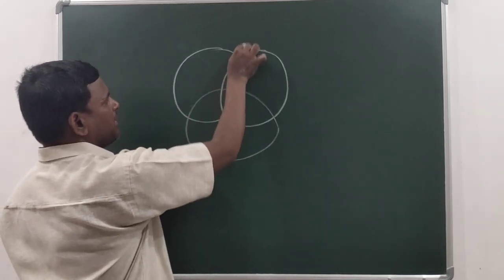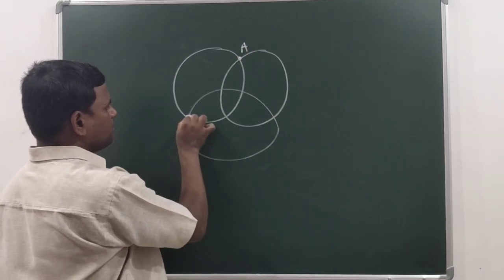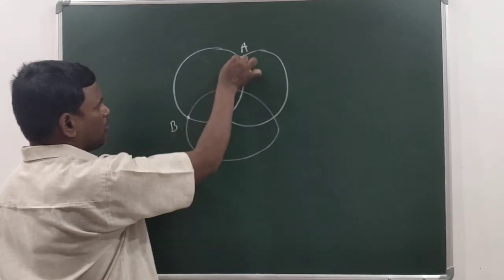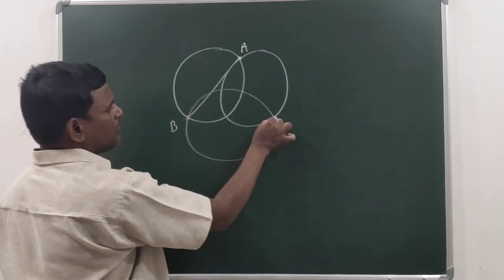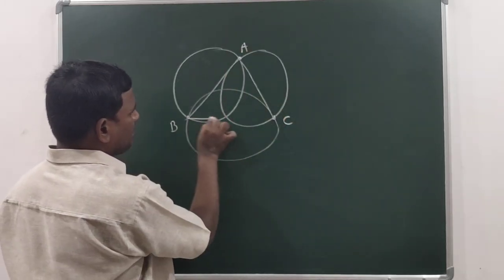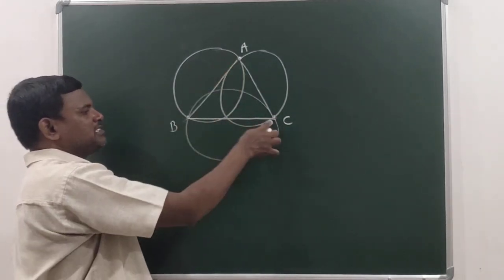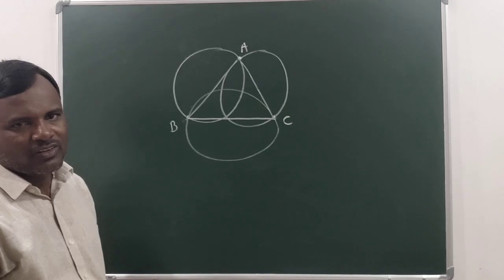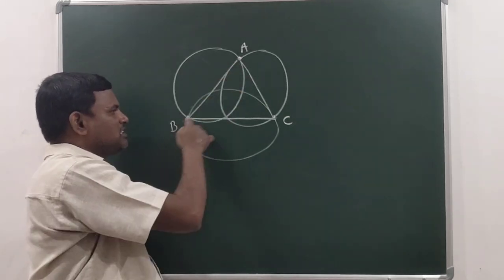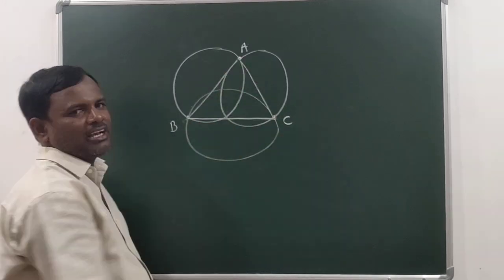Let us name this point A and this is B. Now connect this AB and this is C. Connect this AC and connect BC. Here one triangle ABC is formed. So you know this triangle has three sides, AB, BC, CA.